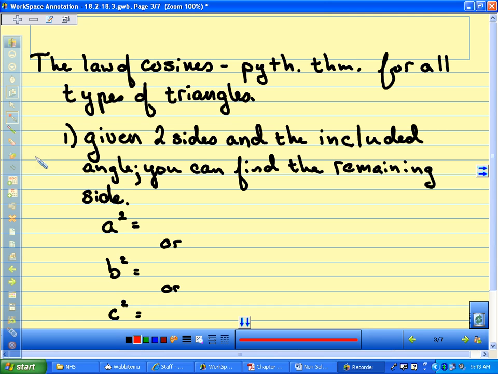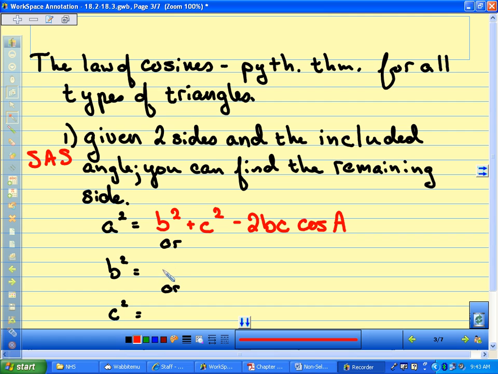The law of cosines, though, it's very important that we have a side, angle, side setup. That means we've got 2 sides and the angle has to be in between the 2 sides. So given 2 sides and the included angle, you can find the remaining side. A squared is equal to what? B squared plus C squared minus 2BC cosine of angle A. If we're looking for side A, then we need to know sides B and C, and angle A.